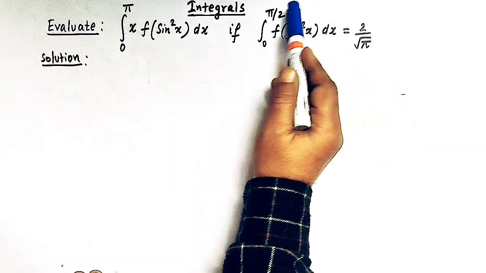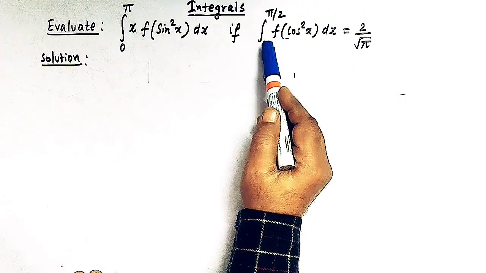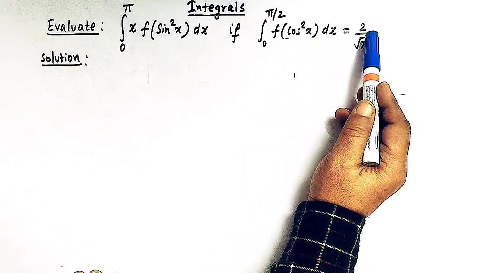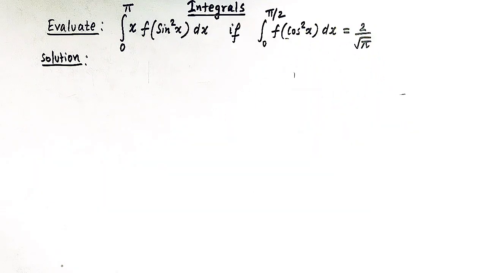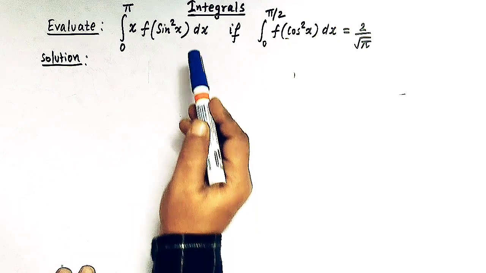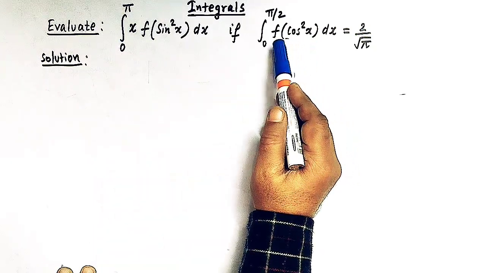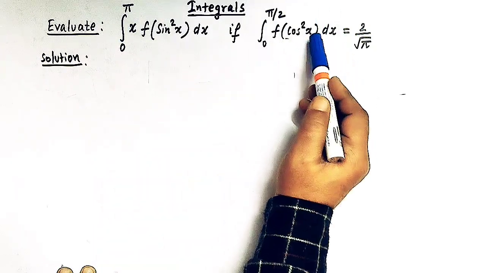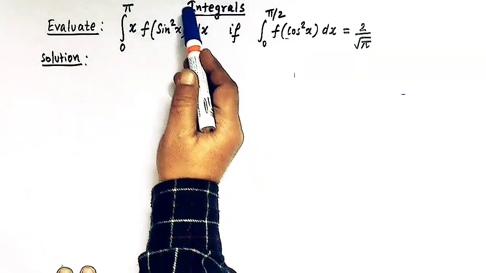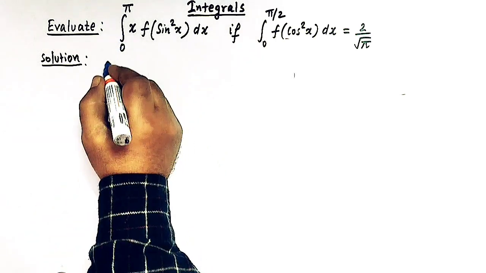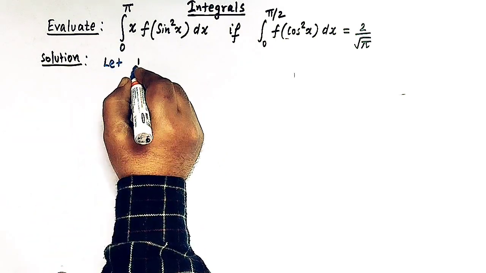and we have to evaluate this integral when we are given the value of this integral, that is 0 to pi by 2 f of cos square x dx is equal to 2 divided by square root of pi, right? So let us see how we can find out the value of this integral using the value of this integral along with the important properties of definite integral. So let us first take this integral as I.